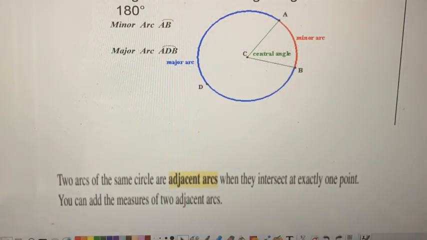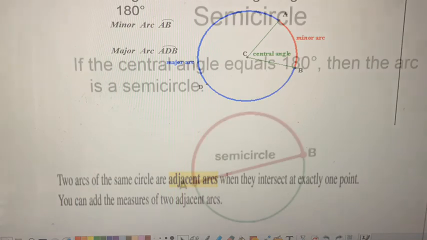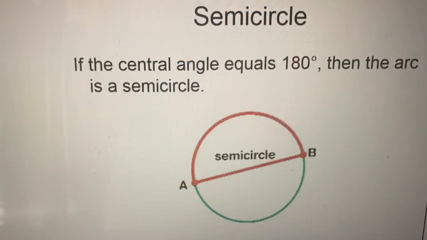Adjacent arcs are arcs that are on the same circle and intersect at exactly one point. If the central angle equals 180 degrees, then the arc is a semicircle.